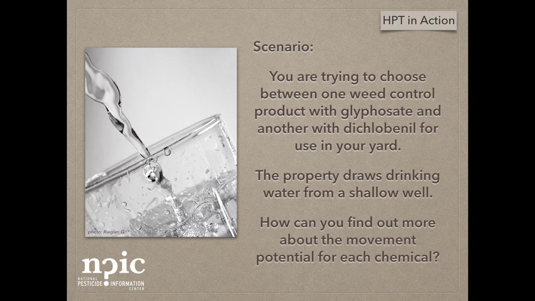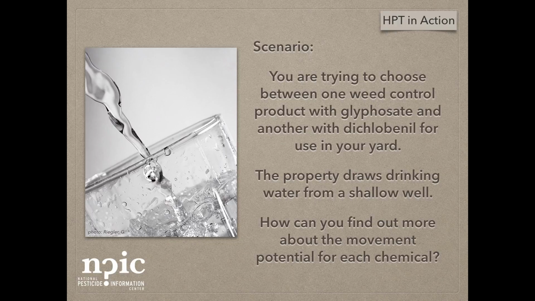So in this first scenario, you are trying to decide between two products, one with diclofenac and the other with glyphosate as the active ingredient, and this is for use in your yard. Your property has a shallow well, so we might expect the water table to be high here. You would, of course, want to think about features of the area that might increase or decrease the risk of potential for groundwater contamination. For example, grade or slope of the yard in relation to the well, maybe soil type, when the next rain event might be expected, things like that.